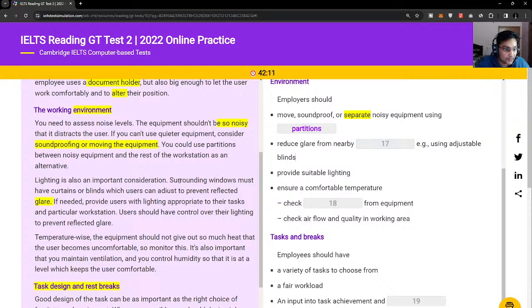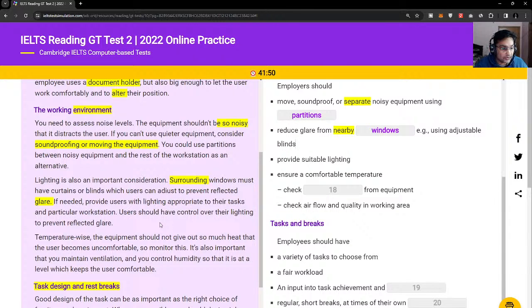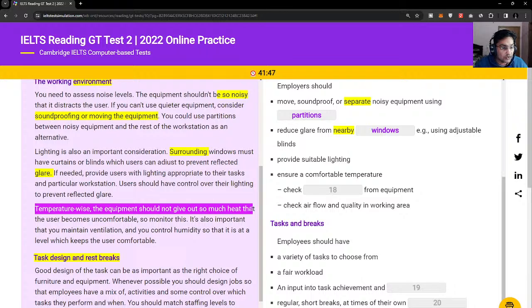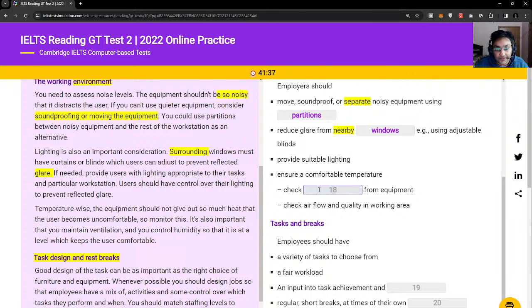From nearby dash, surrounding windows. When something is nearby, it is surrounding. Alright? It is surrounding. So it is windows. For example, using adjustable blinds. Check a comfortable temperature. Temperature wise, the equipment should not give out so much heat that the user becomes uncomfortable, so monitor this. Check dash from equipment. Check what? Equipment should not give this. Check what? Check heat. Check airflow and quality in working area.